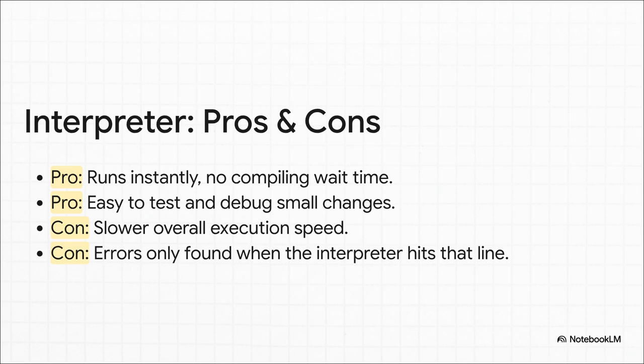But, of course, there's a downside. All that on-the-fly translation work means the program as a whole is generally slower. And here's the kicker. An error could be hiding on line 500 of your code, and you won't know about it until the program actually gets to line 500, which could be a surprise.